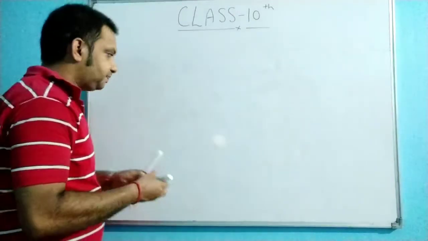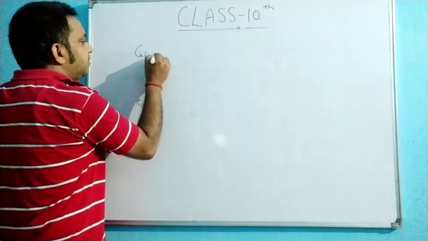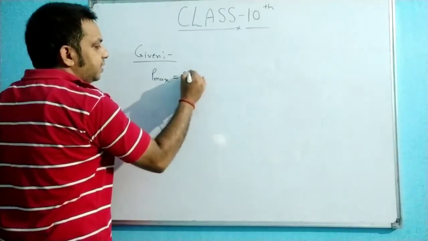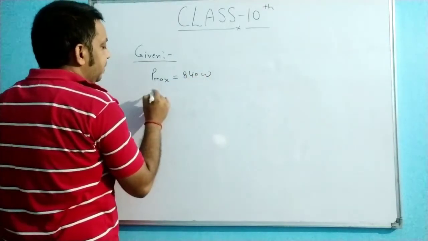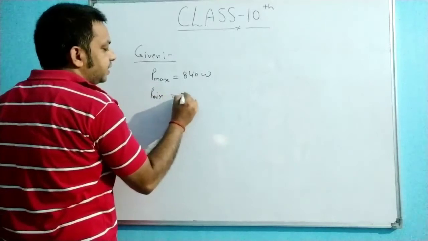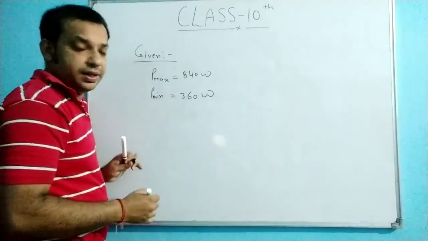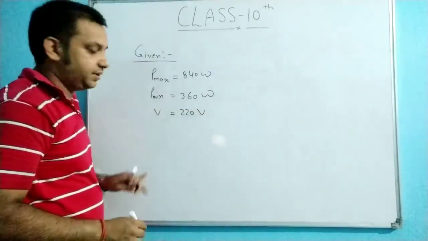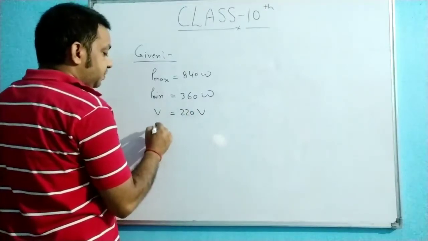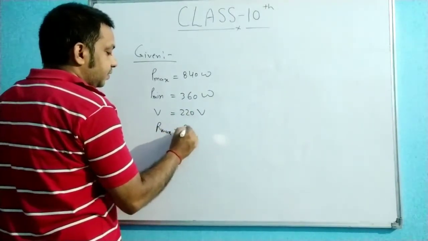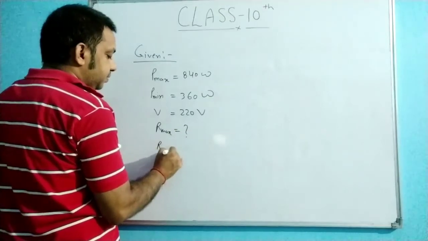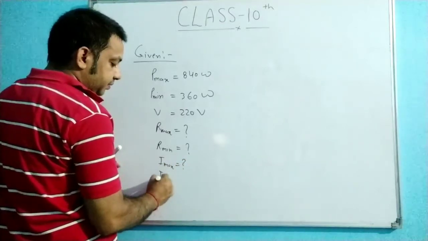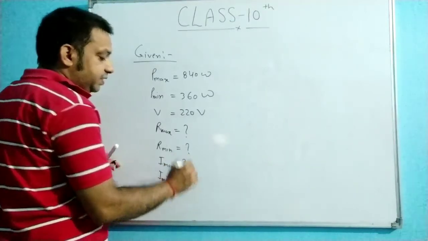If you note down the given parameters: in the maximum setting, the power is 840 watt, and in the minimum setting it is 360 watt, clear? And the voltage applied is 220 volt in each case, clear? You have to find R max, R min, I max, and I min. You have to find these four parameters.